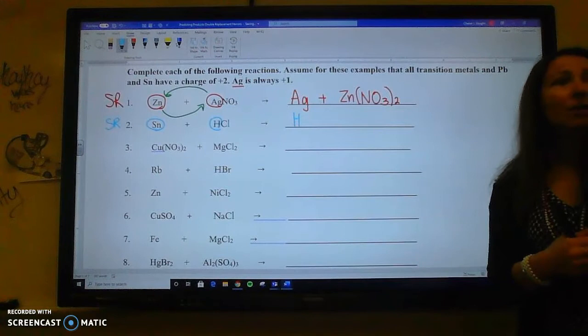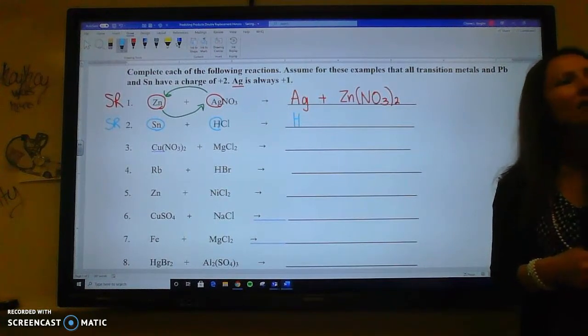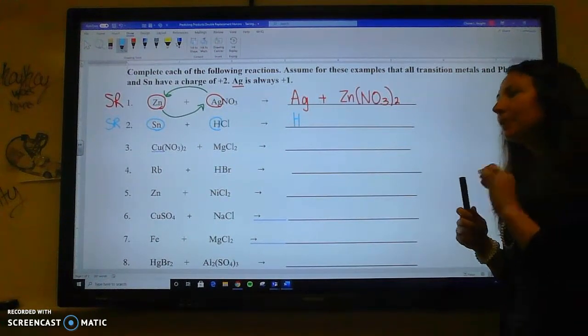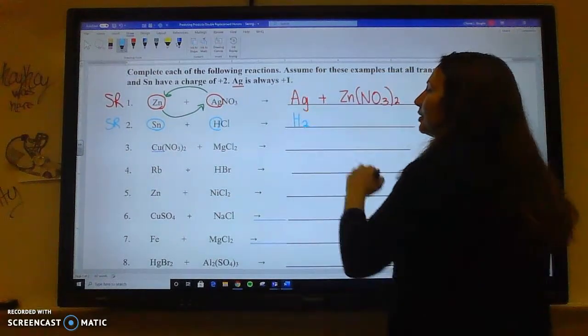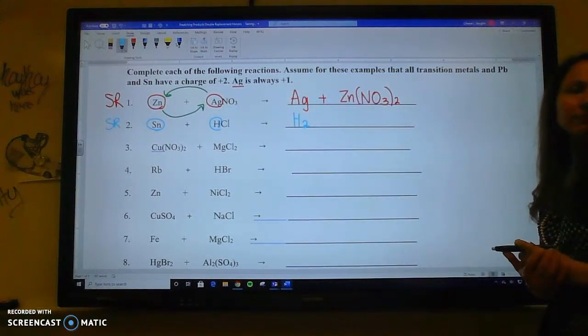So for hydrogen by itself, is hydrogen a metal or a non-metal? It is a non-metal. Be really careful about hydrogen because it's H2, not just H.